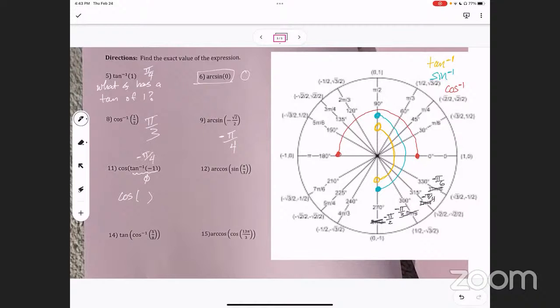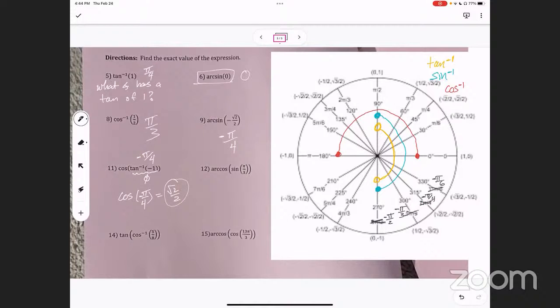Perfect. And so what's the cosine of negative pi over 4 now? Square root of 2 over 2. You got it. Okay. So your answer is going to stay positive, right? Yep. Because the cosine is positive in the fourth quadrant.